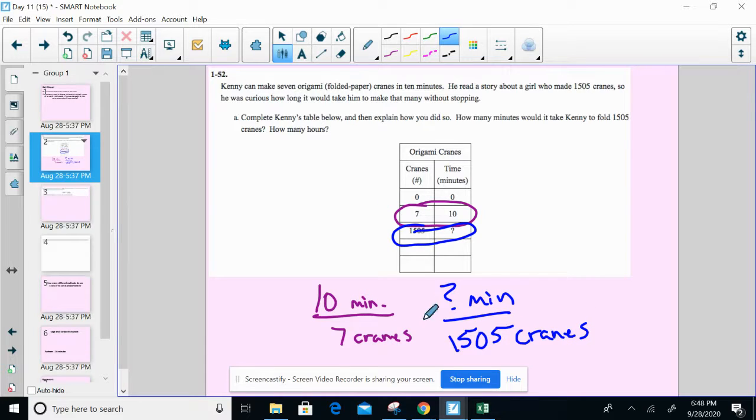And so at both of those minutes, the proportion is going to hold. That means it's going to be equal, right? Another 10 minutes, another 7 cranes, another 10 minutes, another 7 cranes, until he gets up to 1,505 cranes. We can set up this proportion now.